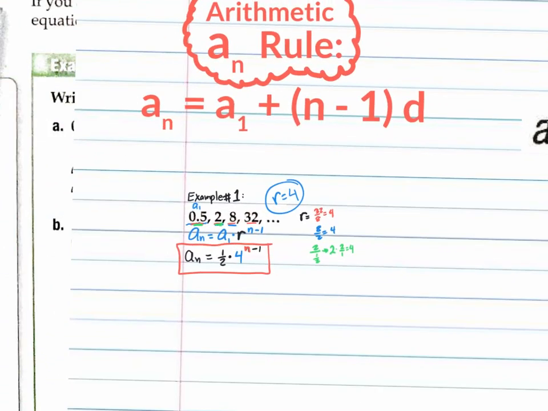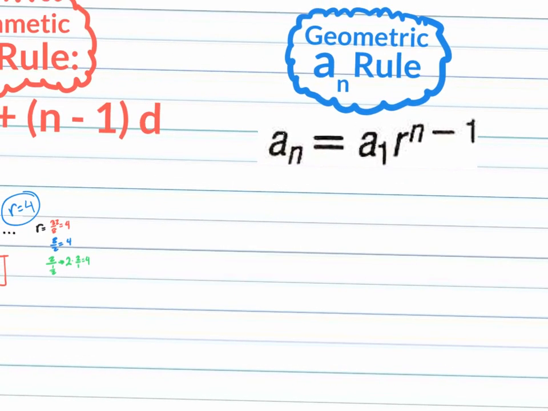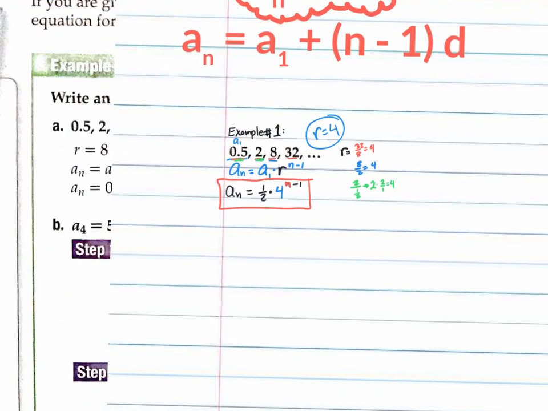See, the arithmetic a sub nth rule we did last week is actually more challenging than this week. Why? Because you would plug in your a sub 1, plug in your common difference, distribute, and then combine like terms. You had to do some math to get the a sub nth rule. Here, when we do the geometric a sub nth rule, you just plug in a sub 1 and plug in your common ratio and you're done. There's no math to do. So you guys should be happy about this.